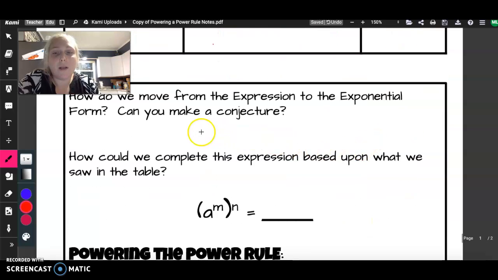So I want you all to come down here and pause the video, and I want you to make a conjecture. I want you to make a rule, an educated guess of a rule about what is happening when you take a power and raise it up to another power. What are you going to do with the base, and what are you going to do with those exponents? Go ahead and pause your video now.